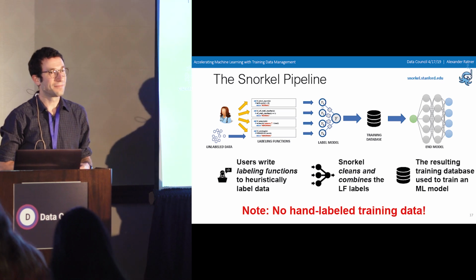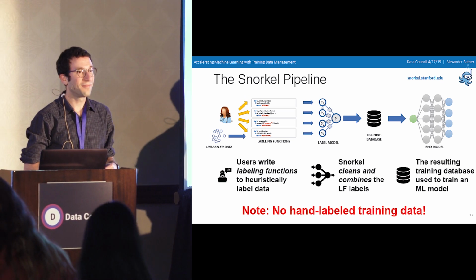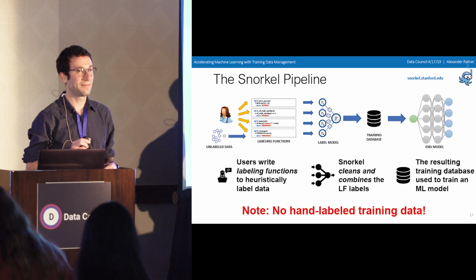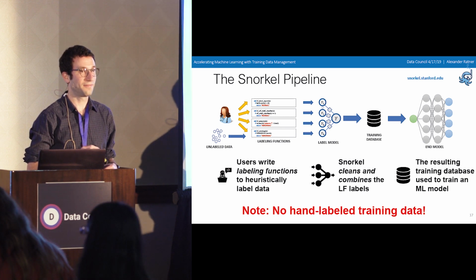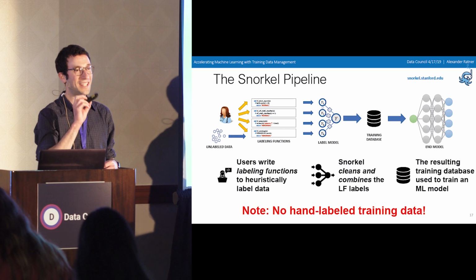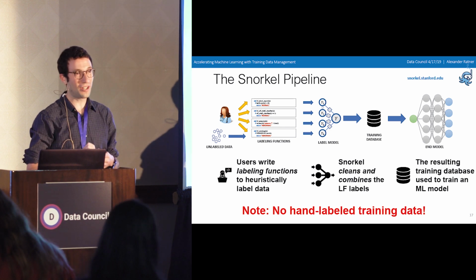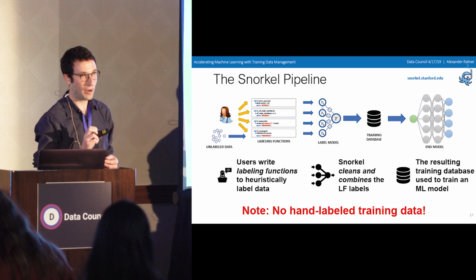Yes? I kind of understand how you can find correlated ones, but how would you clean your labeling function if you don't have any source of... That's exactly the interesting question. So I'll get into that, and if I don't give a clear answer, I'll bring it up again.